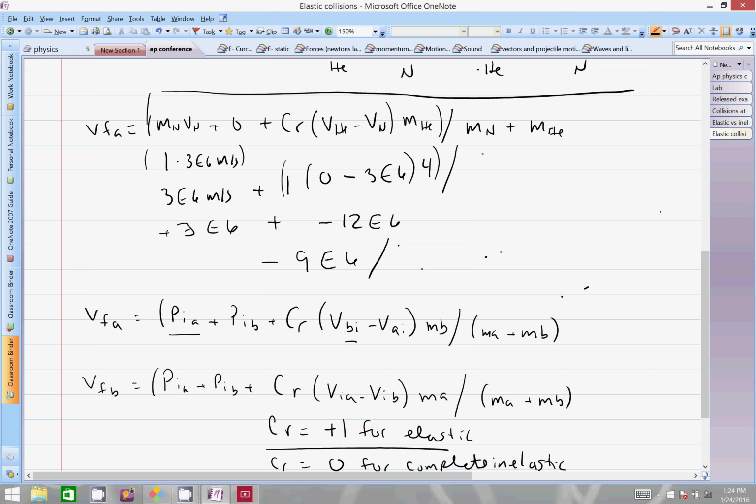The mass of the neutron is going to be 1. This is going to be 4. So add together, divide by 5. So we will get a negative value here. And the negative value means that it will bounce back to the left. All right, so it's 9/5 e to the 6th, and 9 divided by 5 is 1.8. So it's 1.8e to the 6th meters per second. Okay, and it's traveling to the left.